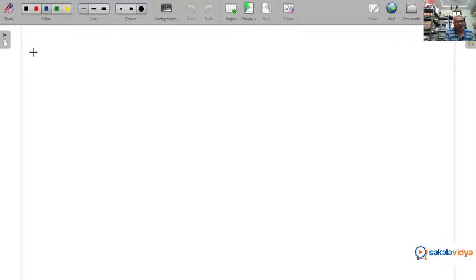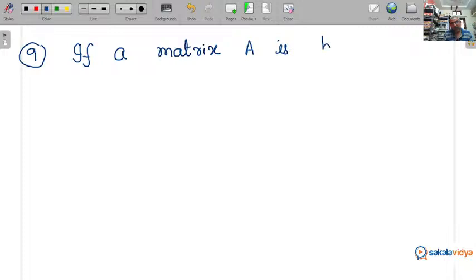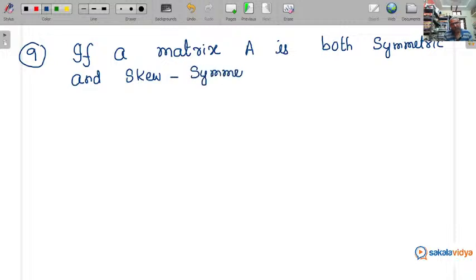Okay, ninth question. If a matrix A is both symmetric and skew symmetric, then, so first option, A is a diagonal matrix.